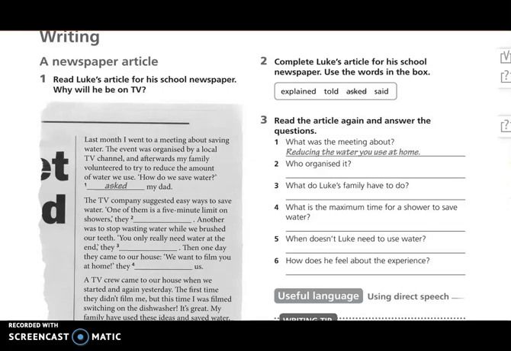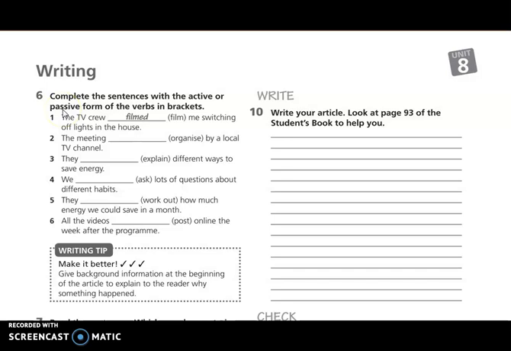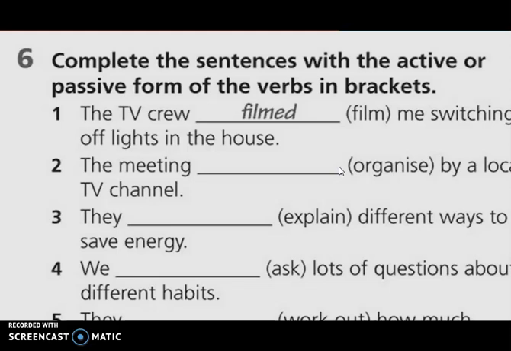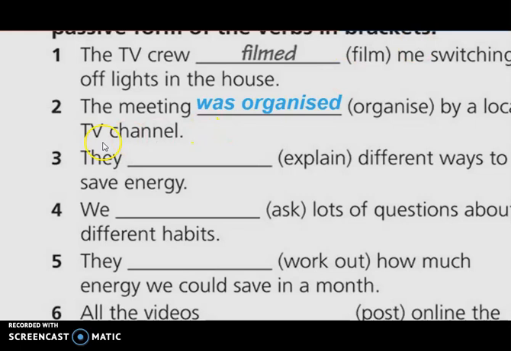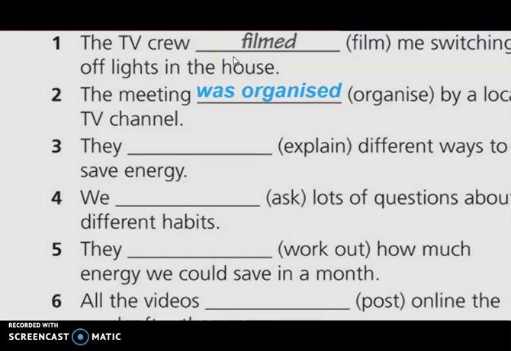In exercise number six, we have to complete the sentences with the active or passive form of the verbs in brackets. Don't forget that the form of the passive verb is verb be plus past participle. Number one, the TV crew filmed me switching off lights in the house. This is an active sentence. Number two, the meeting was organized by a local TV channel. Because here we don't have who is responsible for this action.